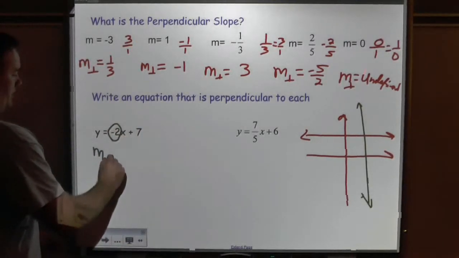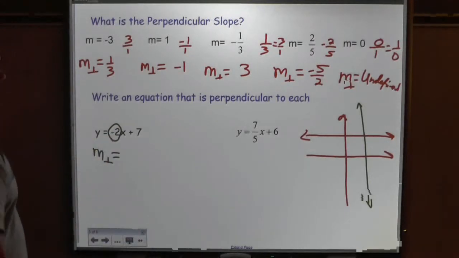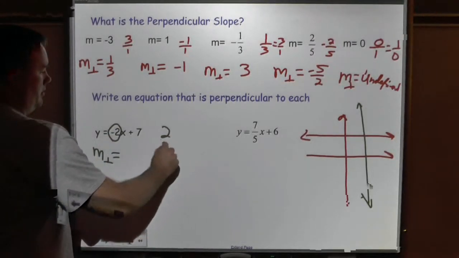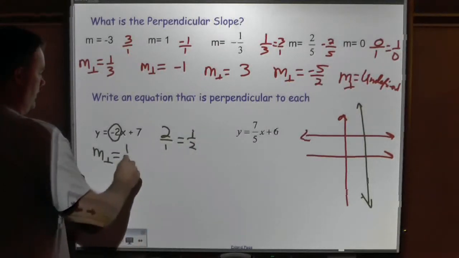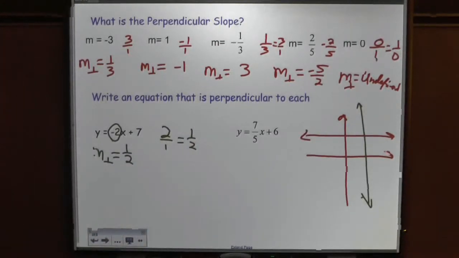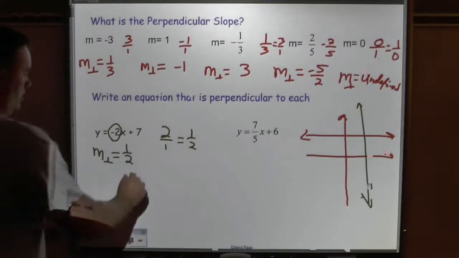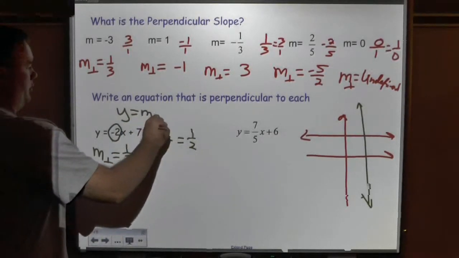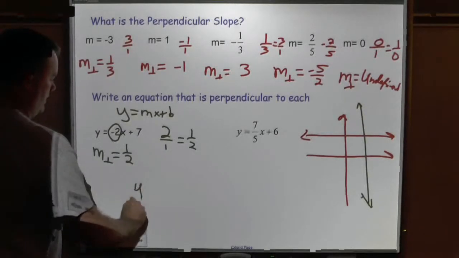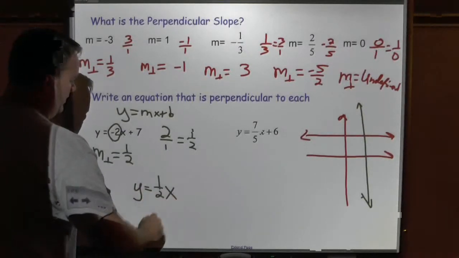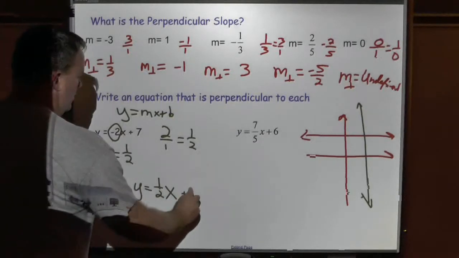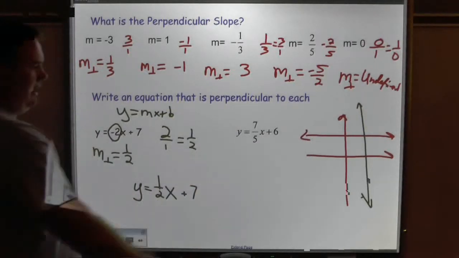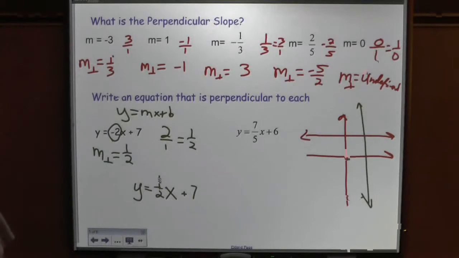So we take the slope. We want to make it the perpendicular slope. The opposite of negative 2 is 2. Well, we treat that as 2 over 1, so we take the reciprocal, we get 1/2. So the new slope is 1/2. So writing this in slope-intercept form, y equals 1/2 x, and any number you want for your y-intercept. It could be 7, it could be 9, it could be negative 3, it could be 0. Because I didn't tell you what it should be.